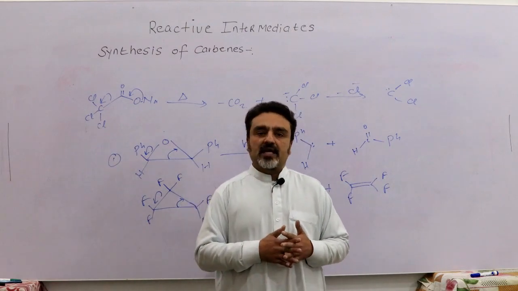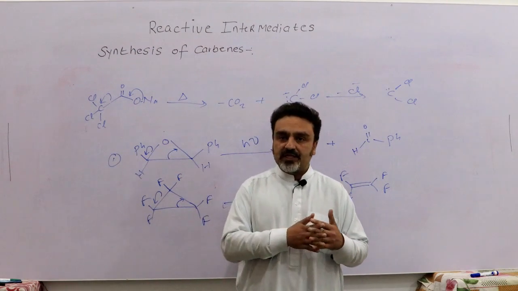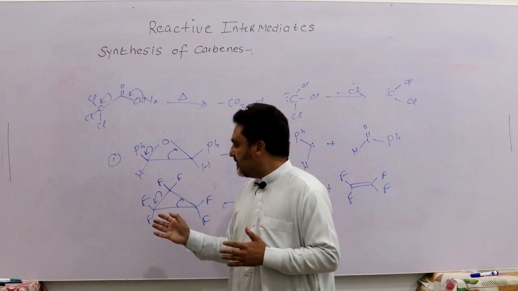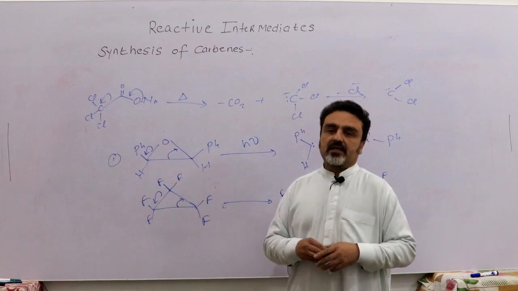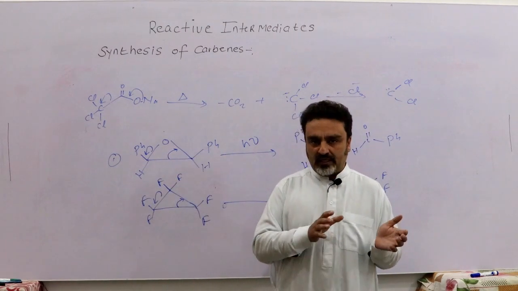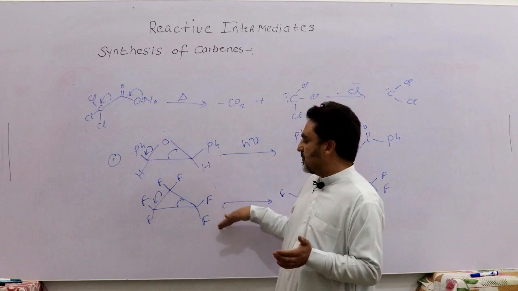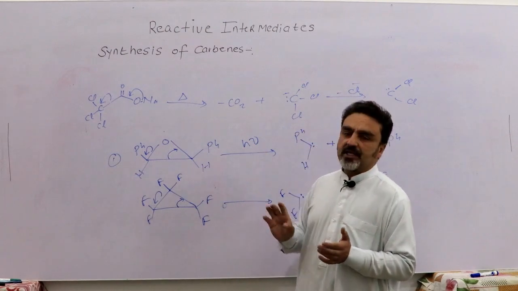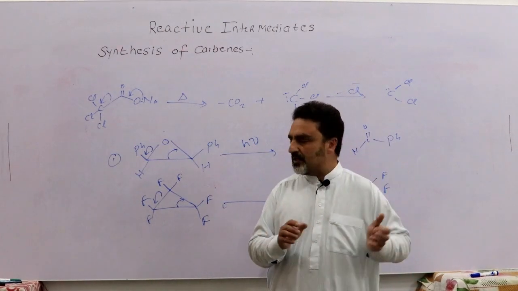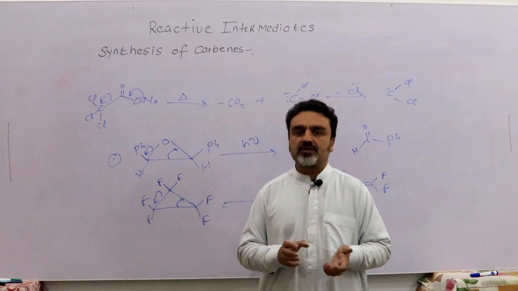From ketene, the carbene can be produced very easily. So all these methods and these rings can produce the carbene under a little bit softer conditions. Even light or heat can produce both. Heat can also be used instead of light to produce those carbenes.